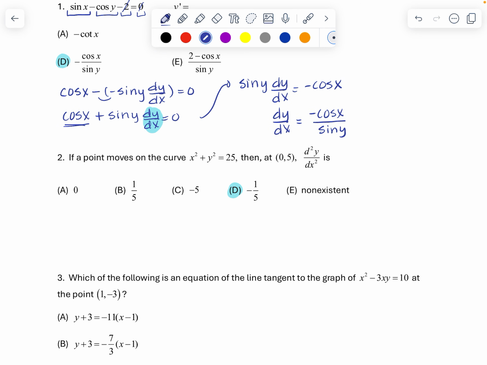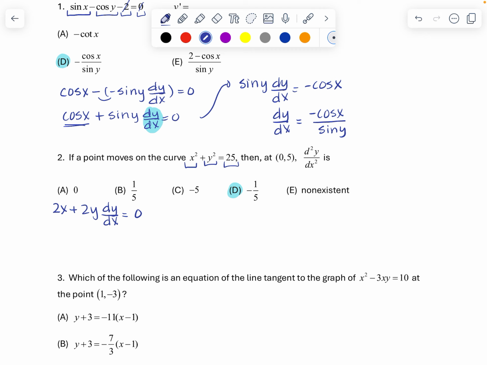number 2, if a point moves on the curve x squared plus y squared is 25, then at (0, 5), what is the second derivative? Okay, so I need to find the second derivative of this thing. So again, x's and y's mixed up, I'm going to do implicit. So the derivative of x squared is 2x. The derivative of y squared is 2y. Don't forget to tag on your dy dx. And then the derivative of 25 is a big fat 0.